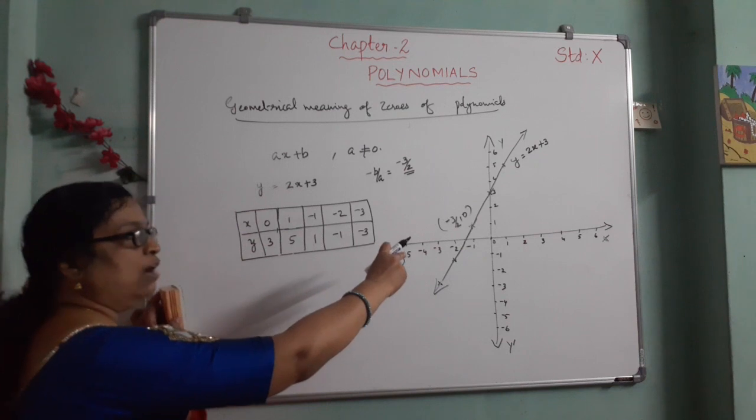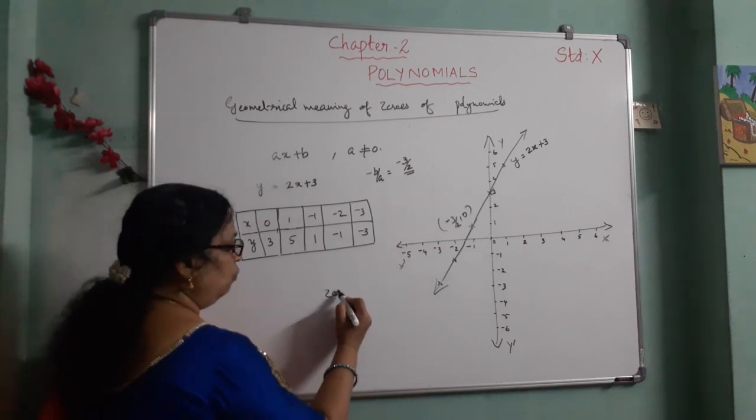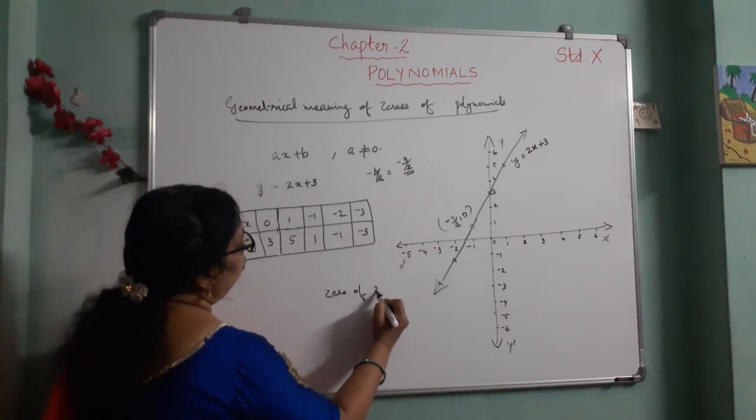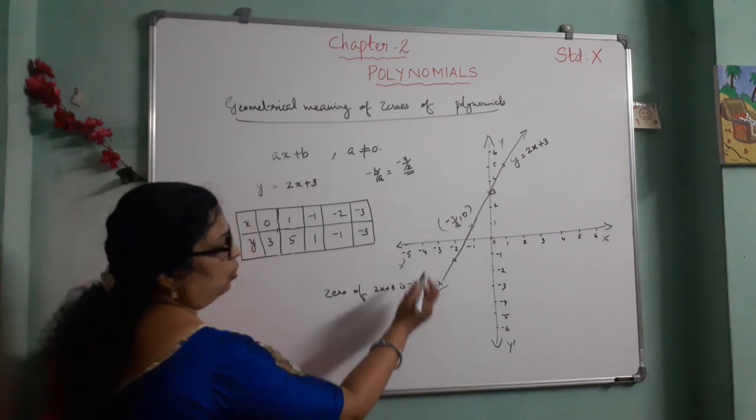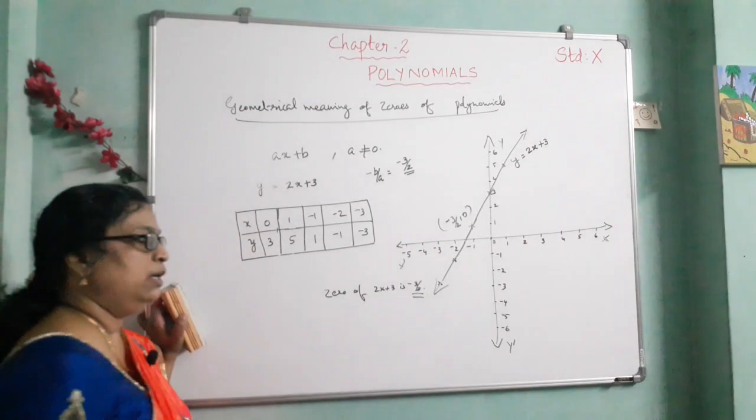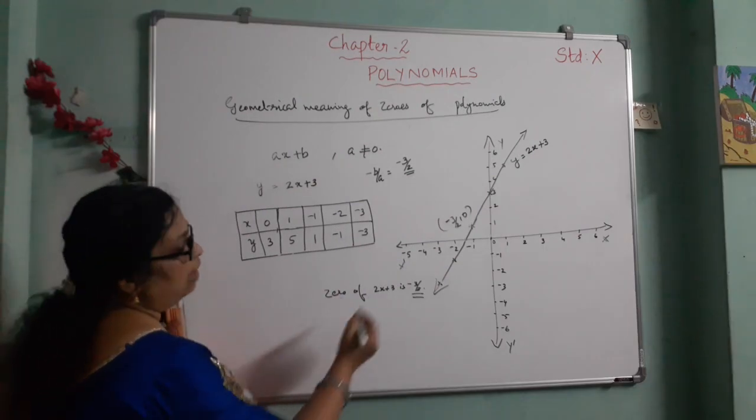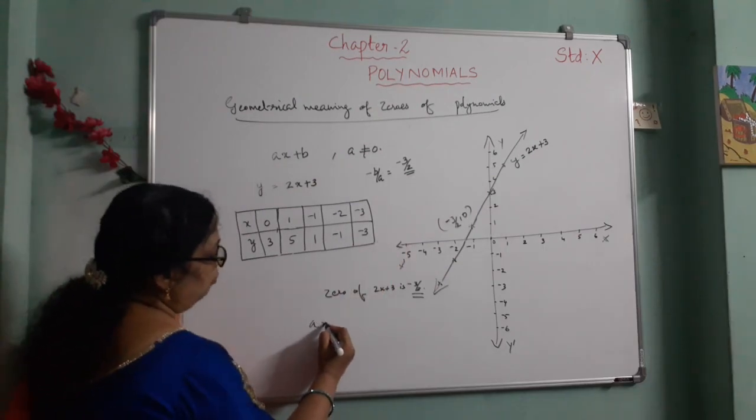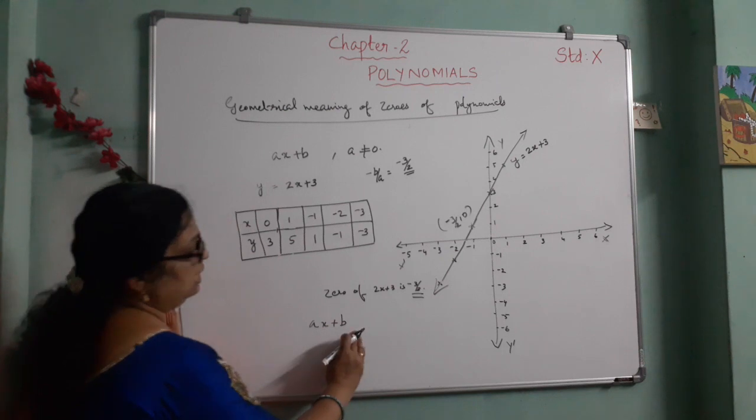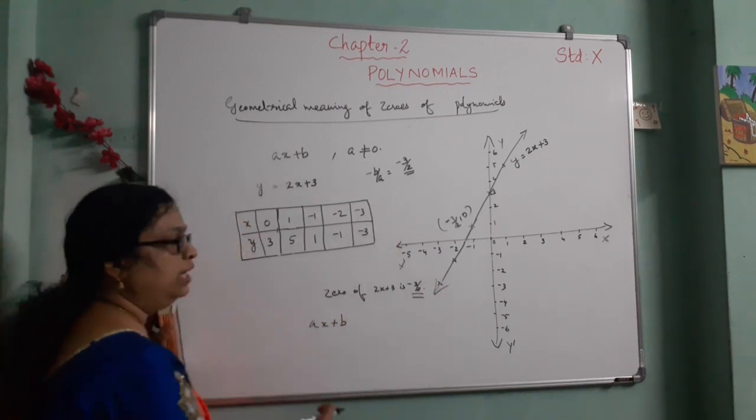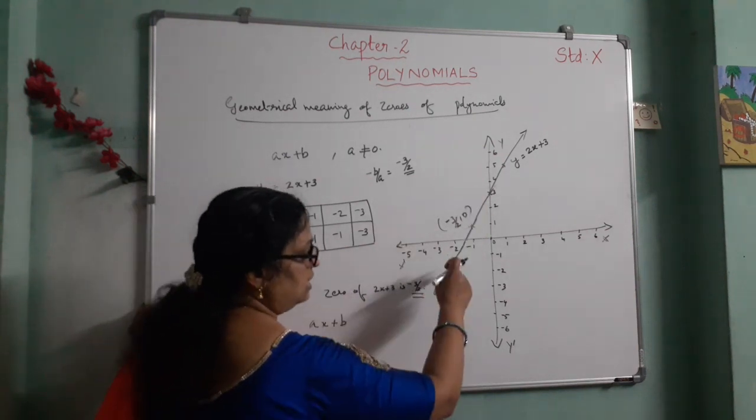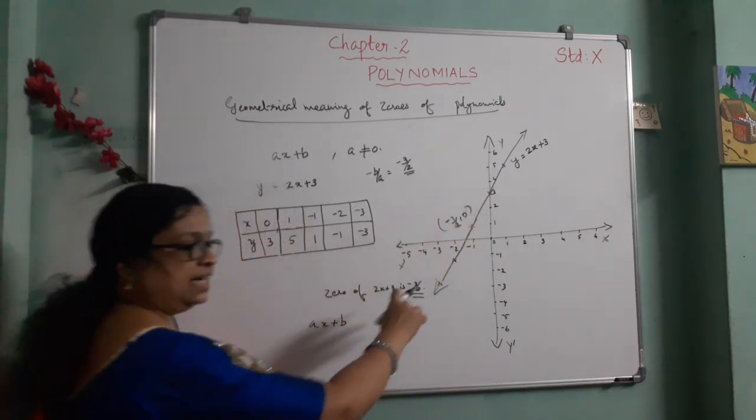That is, from the graph also we can get the zero of 2x + 3 is minus 3 by 2. We can conclude that the graph of the linear polynomial of the form ax + b is a straight line, and the zero of that polynomial is the point at which that straight line intersects the x-axis.